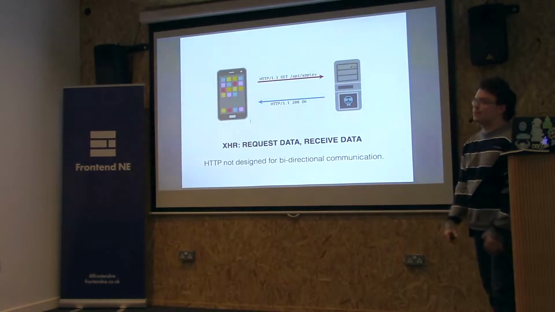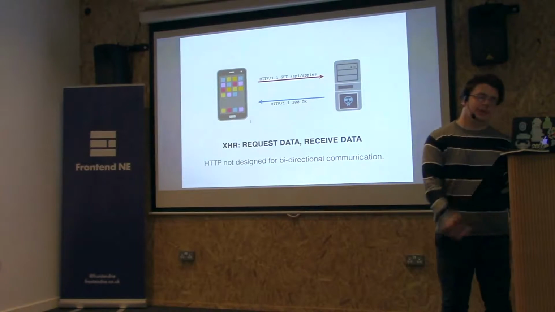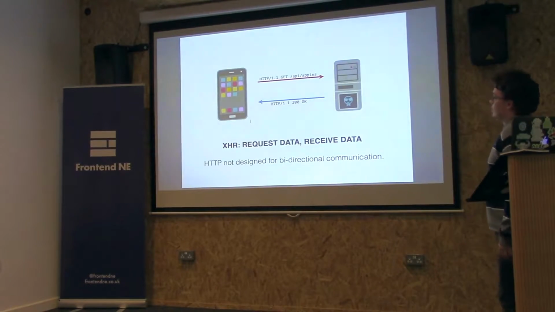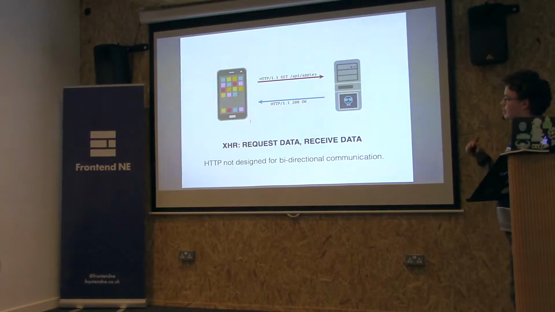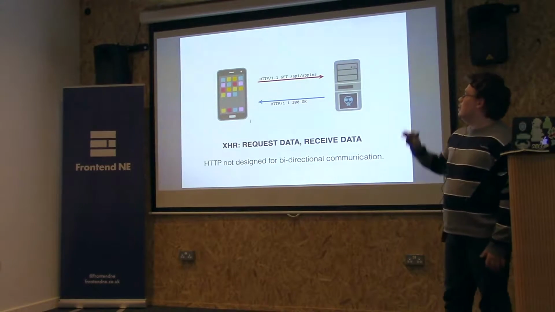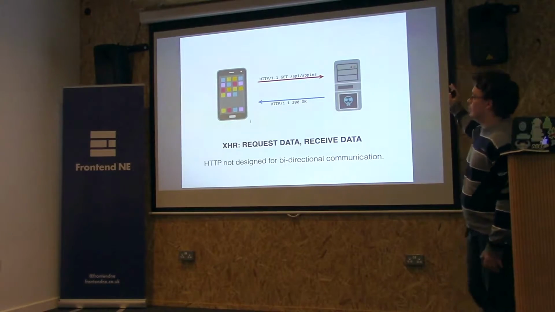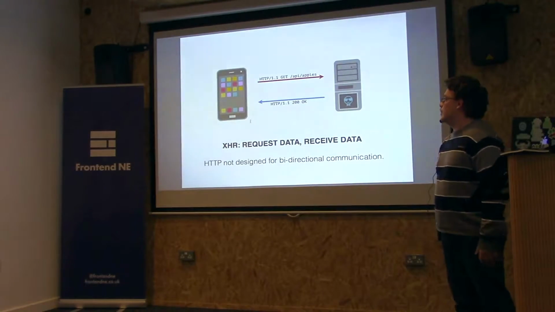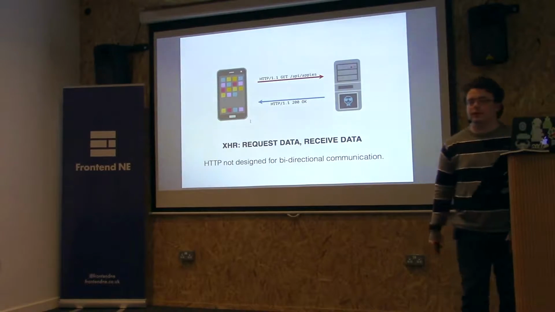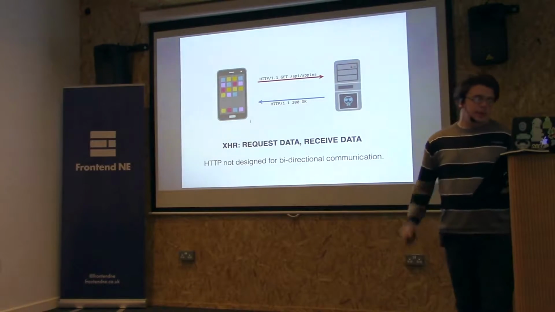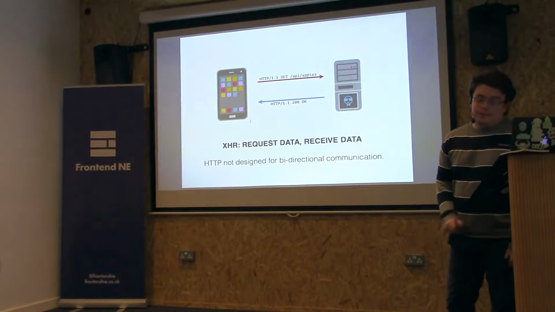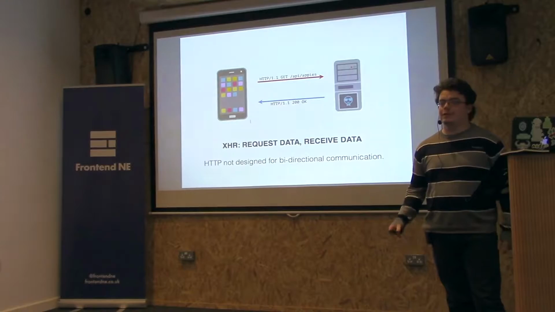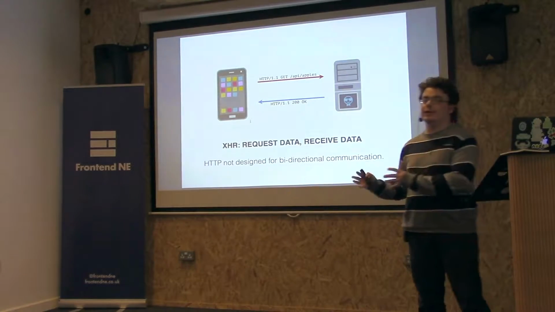So just recapping what Joe went over in the last talk. This is how you would make a typical HTTP request using XHR. We send off our request to the server, in this case getting API apples. And then we get back an HTTP response saying, yes, this is OK, here's the data. HTTP is not designed for bidirectional communication. It was mainly meant to get one thing and get it back.